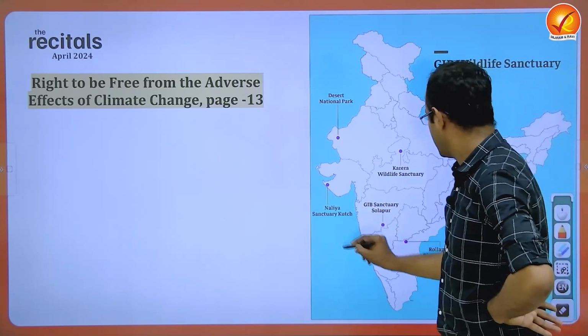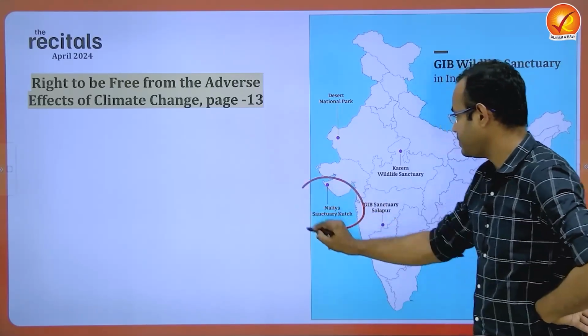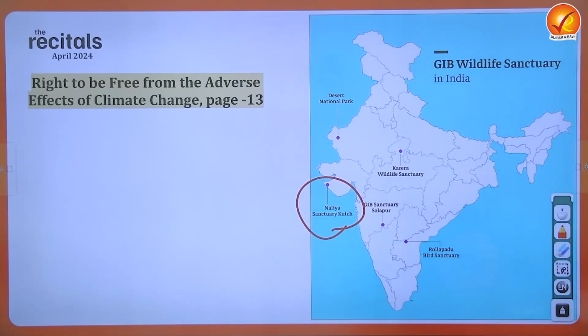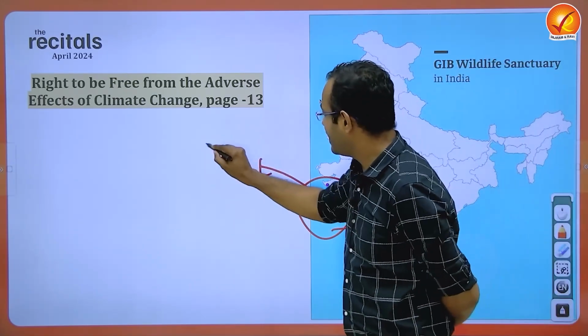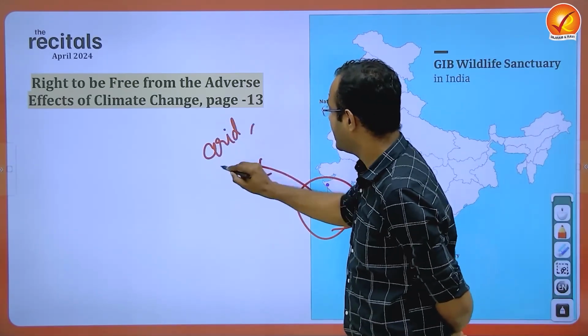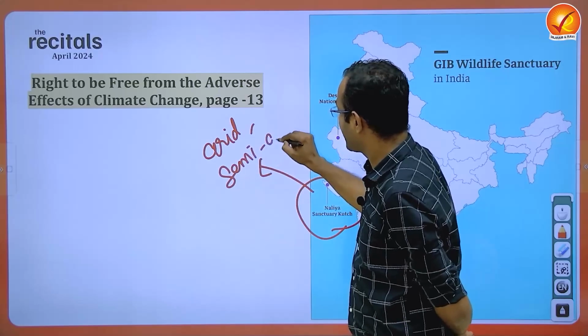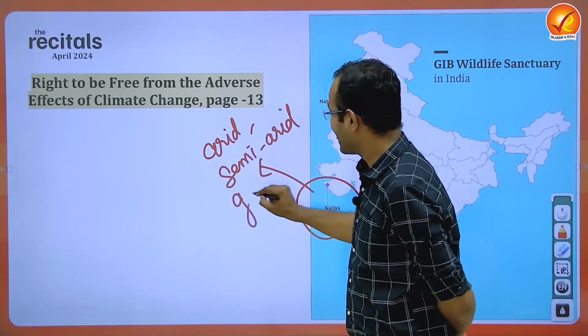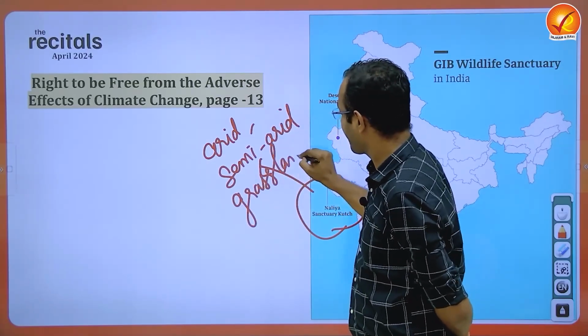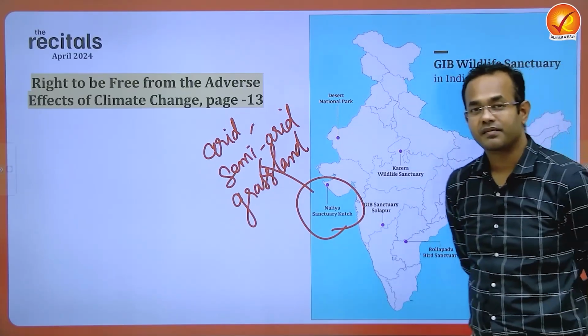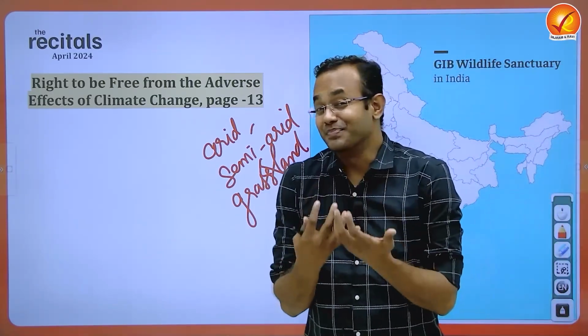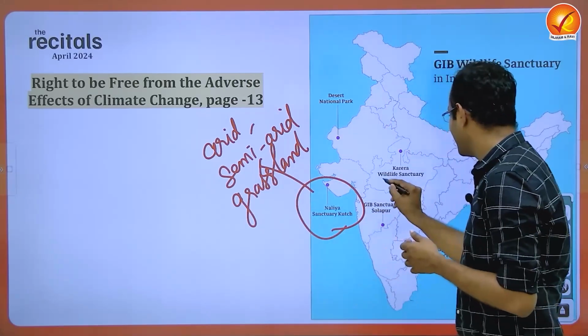The second one, Kutch Wildlife Sanctuary. Here again we have arid, semi-arid and grassland ecosystems where Great Indian Bustards breed.